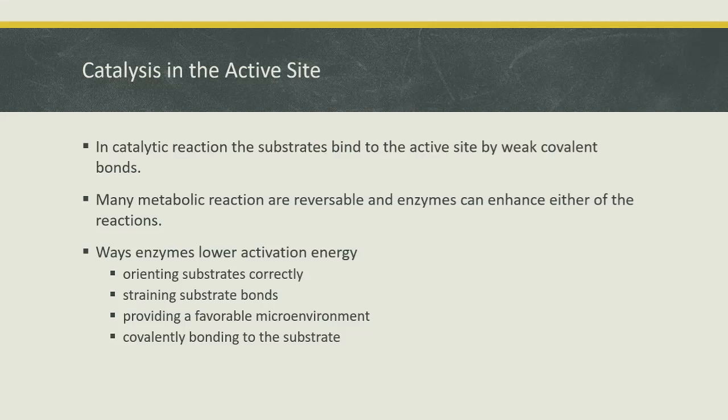Many metabolic reactions are reversible, and enzymes can enhance either of the reactions. That is something important, so you could enhance the forward or the reverse reaction. There's no preference. There are different ways enzymes lower activation energy. First of all is orienting substrates correctly. The idea of a reaction, as you may recall, is with bond breaking and bond creation. And sometimes the way our reactant is oriented in space actually makes a big difference.